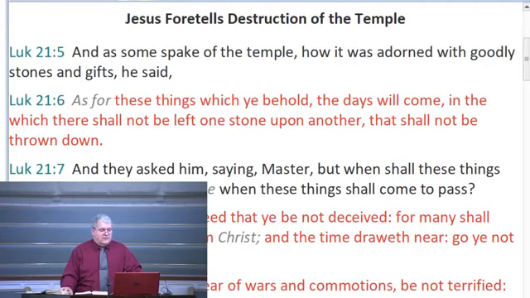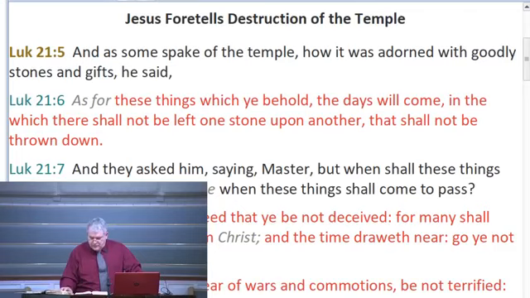It says, verse 5, as some spake of the temple, this, by the way, if you're using a Scofield Bible, is on page 1105, as some spake of the temple, how it was adorned with goodly stones and gifts. What are they doing? Staring at the stones. Why are they staring at the stones? I thought I'd read something to you. It was adorned with goodly stones and gifts.